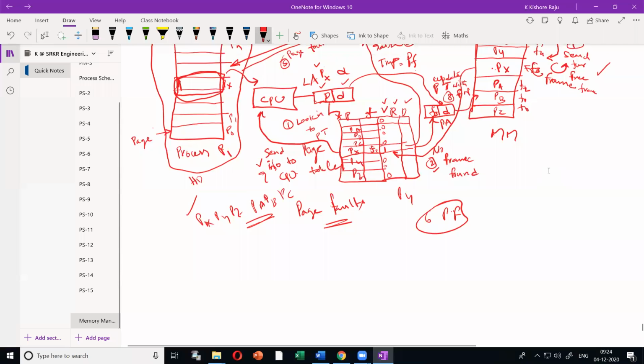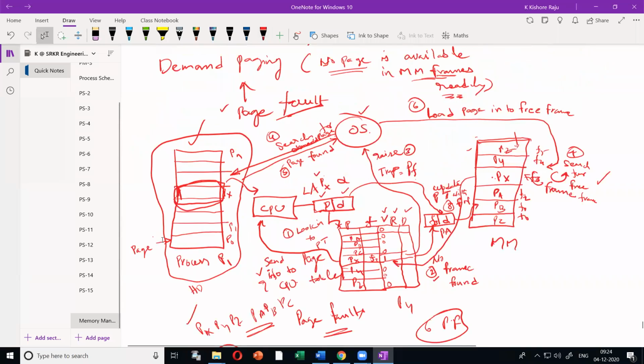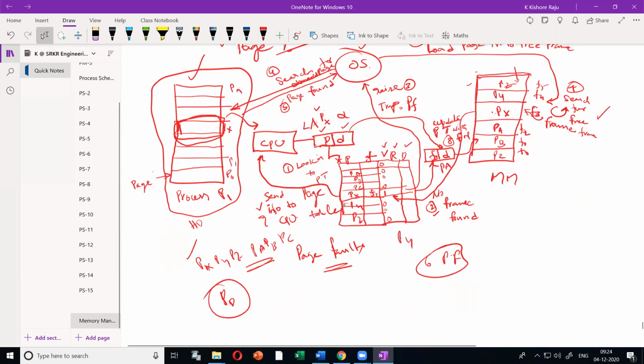Then PD is required now. So my problem here is PD is required. What happens? Is PD available in the main memory frame? Please respond. Yes or no?